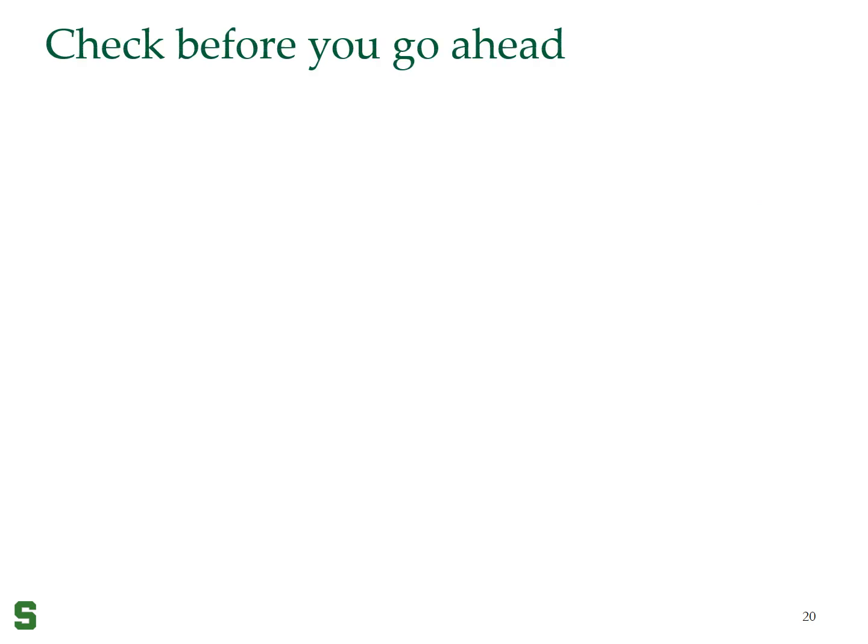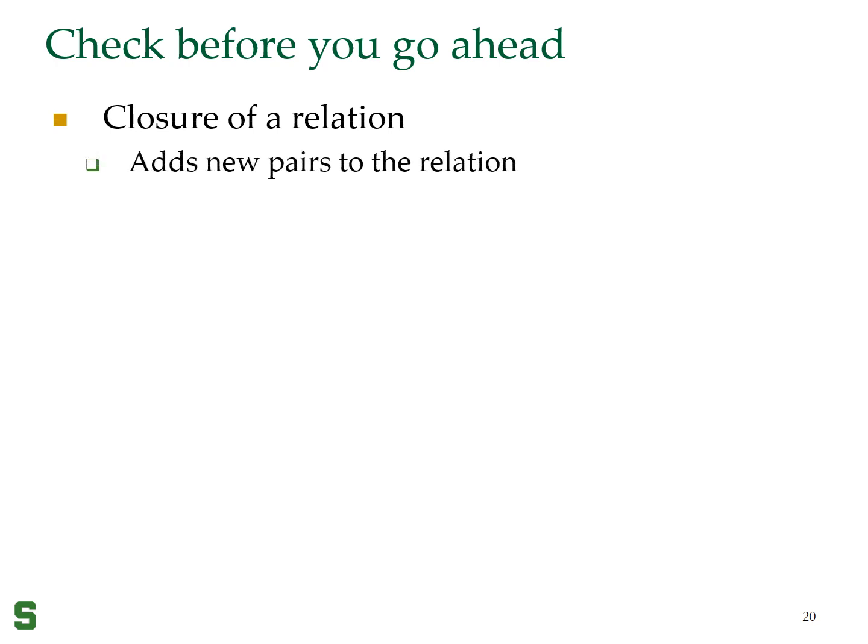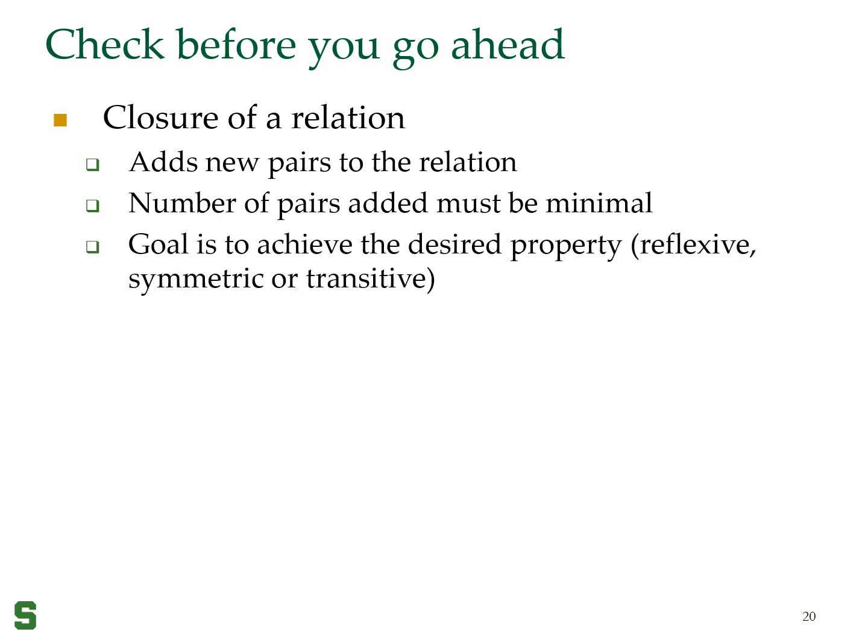Once again, we have reached the check before you go ahead slide. So here we have studied closure of a relation. Closure of a relation has a few important things. It adds new pairs to the relation. It does not remove anything. The goal is that the pairs that we add must be minimal, so we don't add all possible pairs that could be added. Yet another goal is we achieve the desired properties. So we have reflexive closure, symmetric closure, or transitive closure.